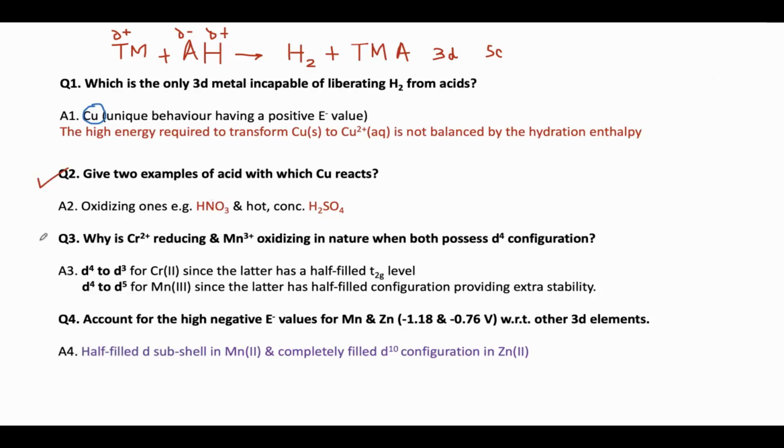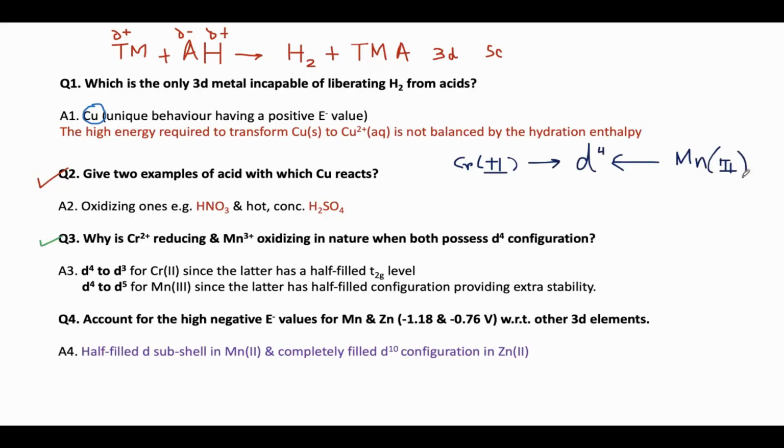Why is chromium 2 plus a reducing agent and Mn3 plus an oxidizing agent when both of them possess this d4 configuration? Now this question is very conceptual and you have to understand it from the very basics. It is quite simple and quite intriguing too. We have this chromium 2 system, which is d4. We have this manganese 3 system also, which is also d4. Both of these species have the same electronic configuration.